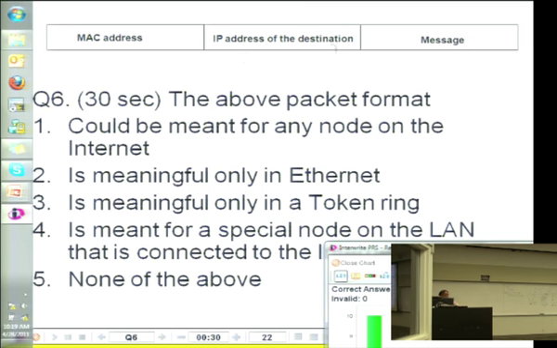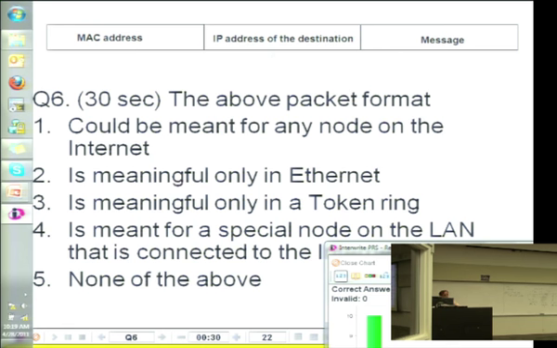But when you have a MAC address and then an IP address and then a message, then you obviously want this IP address to be interpreted by somebody, right? Whoever's MAC address matches this is going to interpret this IP address. Now who is the guy that can do that? The router. That's the only node that knows about IP addresses, right? And so the right answer is number 4 here.